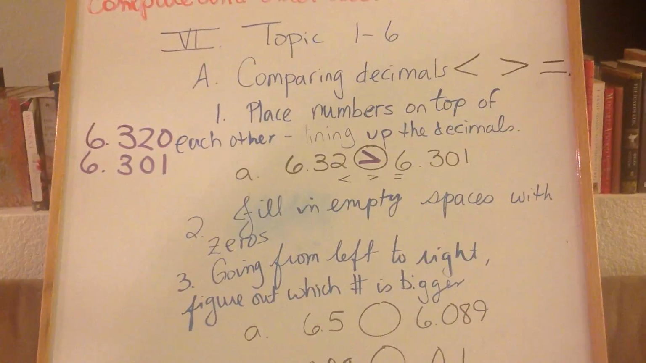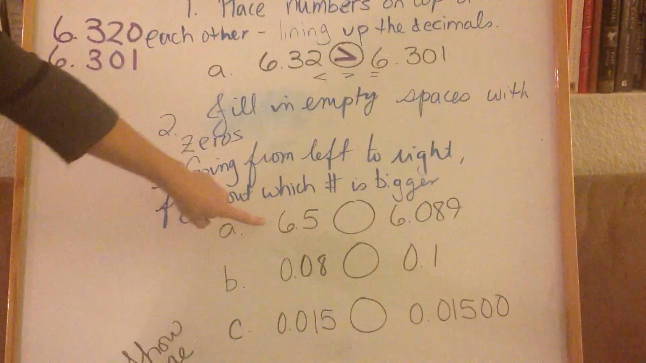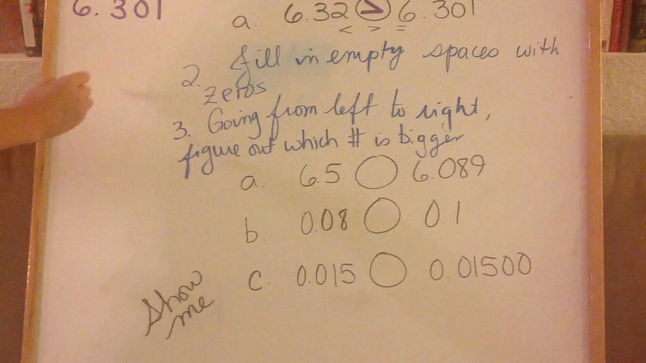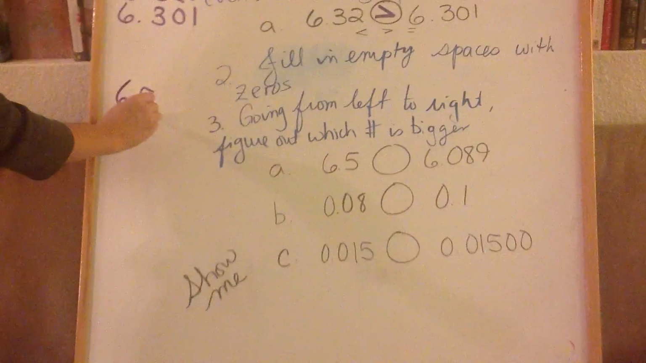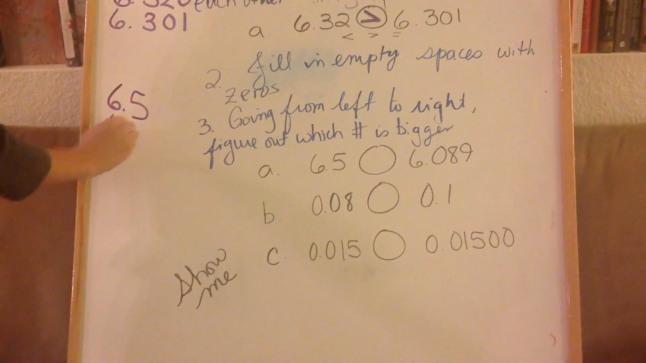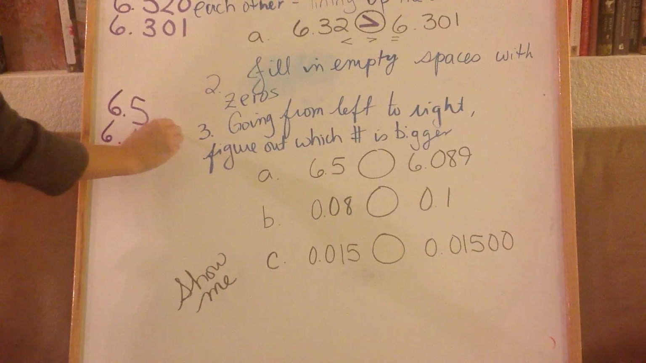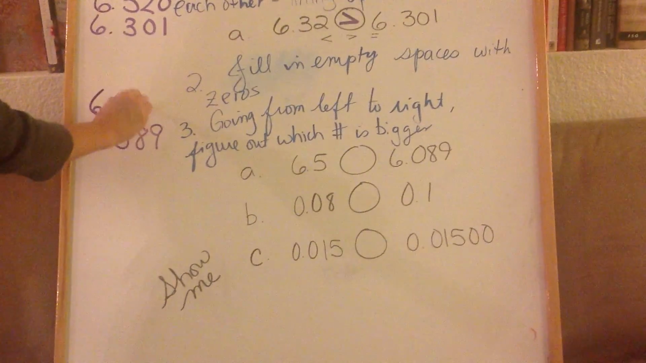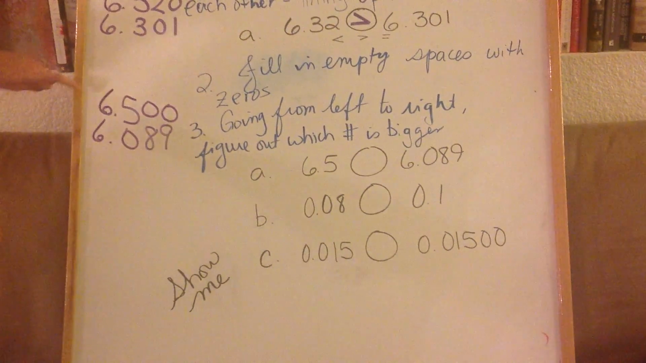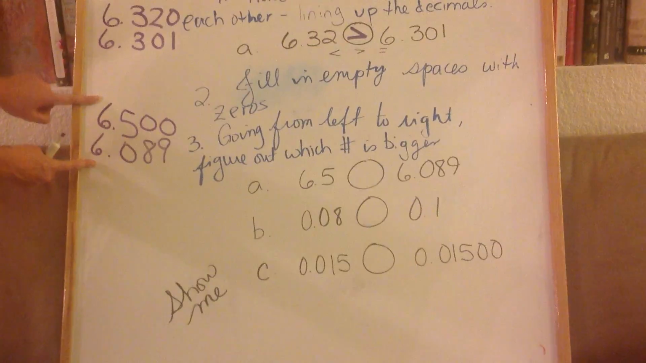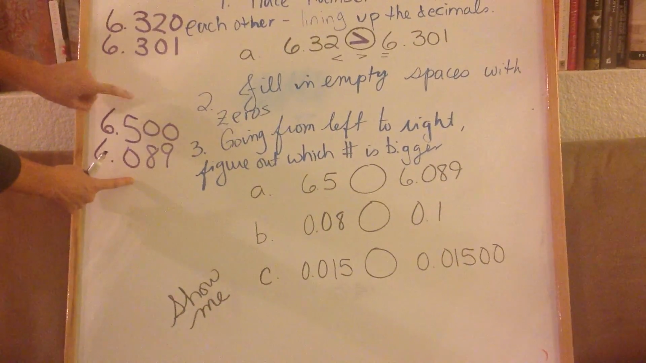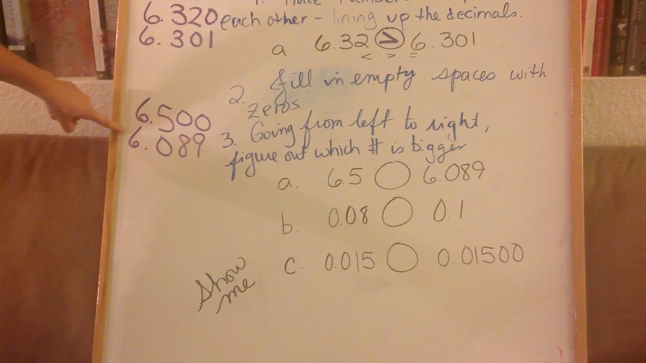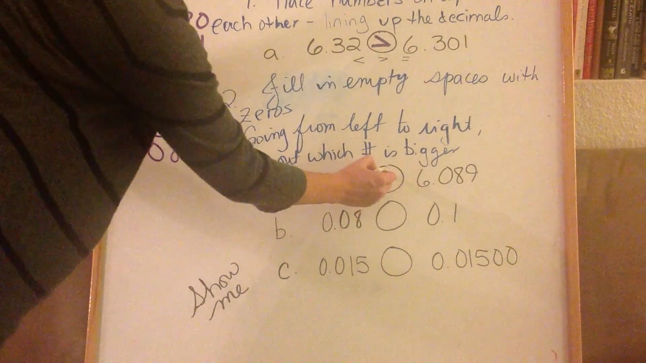So let's try that again. Let's try this number now. 6 and 5 tenths and 6 and 89 thousandths. Again, we line them up on top of each other, making sure that we line up our decimals. Step 2, fill in any blanks with zeros. Step 3, going from left to right, we need to compare. 6 and 6 is the same, 5 and 0. The 5 is bigger. So 6 and 5 tenths is bigger than 6 and 89 thousandths. So again, we're going to use the greater than symbol.